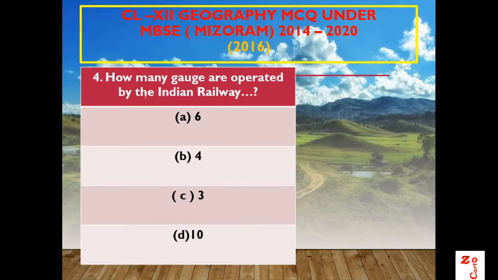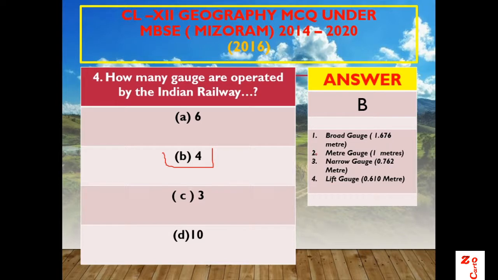How many gauges are operated by the Indian Railway? A. 6, B. 4, C. 3, D. 10. 4: broad gauge, meter gauge, narrow gauge, and light gauge.